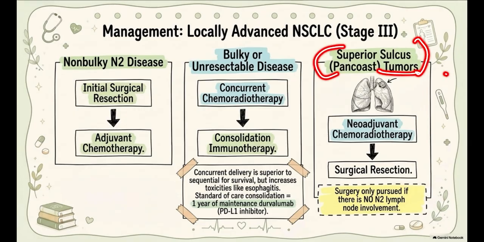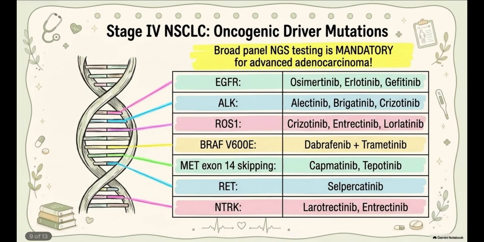Finally, for superior sulcus or Pancoast tumors, the protocol is neoadjuvant chemoradiotherapy followed by surgical resection. However, surgery is only an option if there is absolutely no N2 lymph node involvement. If the patient's disease falls outside the bounds of localized treatment, our strategy changes completely. We transition our focus to stage 4 systemic strategies and small cell specific protocols.